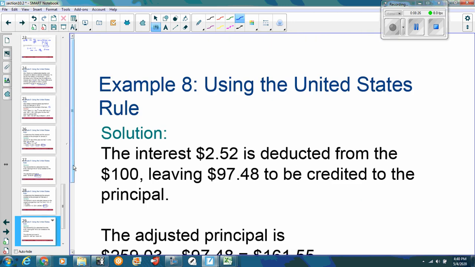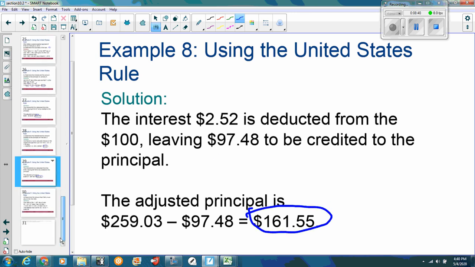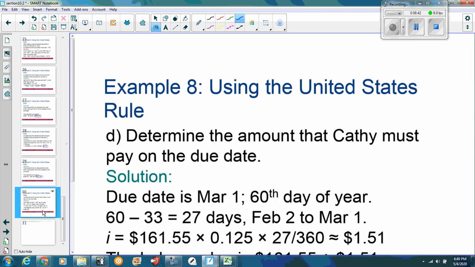So she made a partial payment of $100. They took the interest off of it, so she only got credited for $97.48. So this is her new principal. That's how much she now owes because she's made a partial payment.